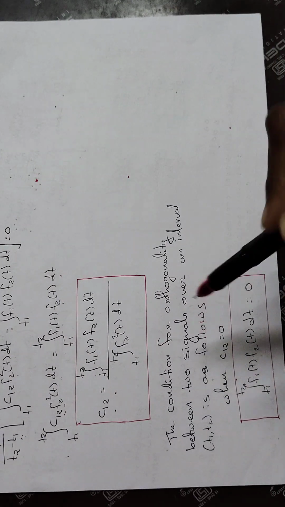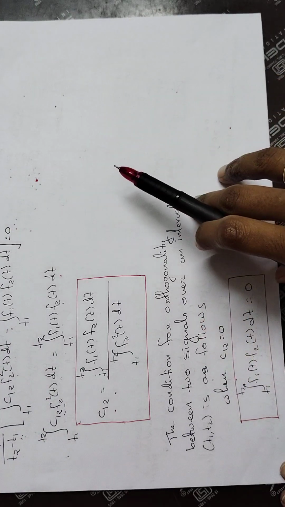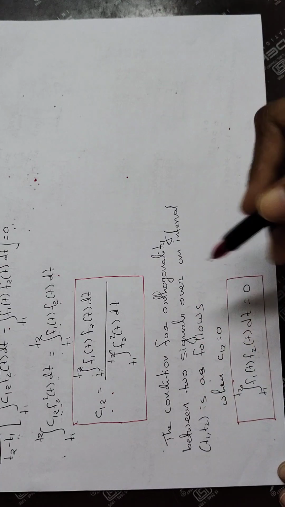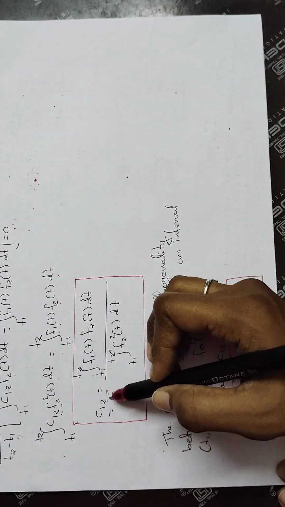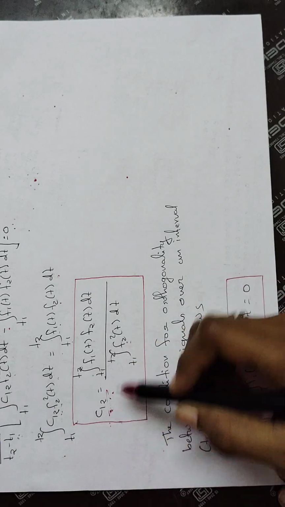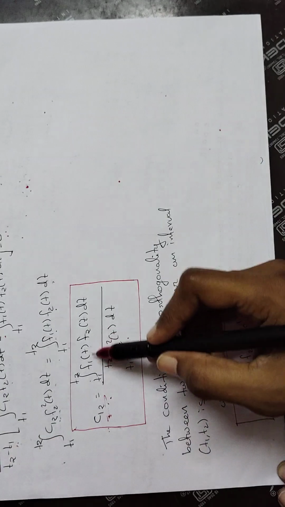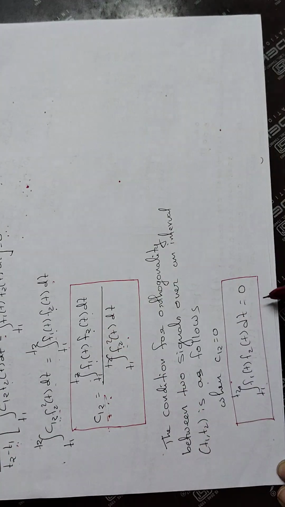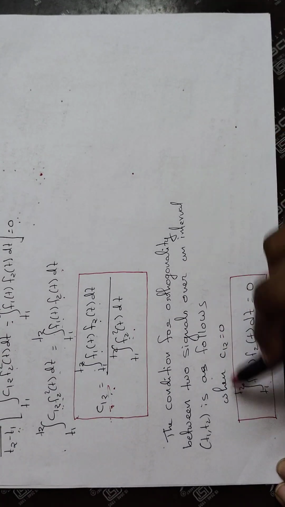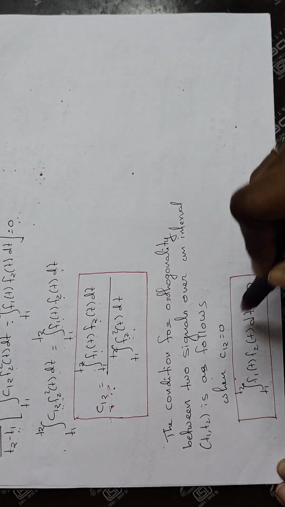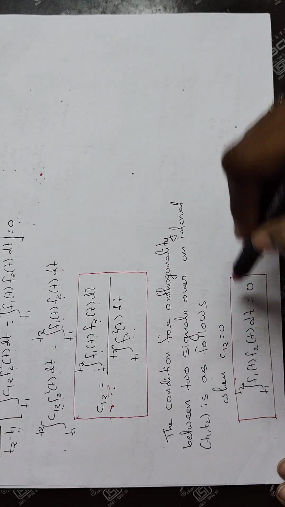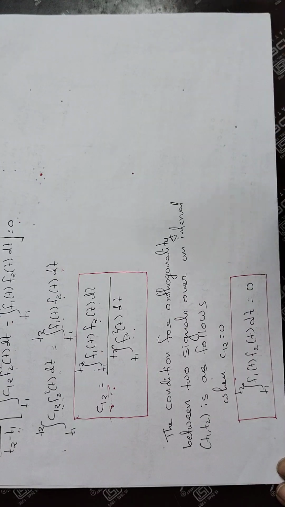When the two signals are orthogonal, what is the condition for orthogonality? The condition for orthogonality between two signals is when the c12 value is equal to 0. If this is 0, then multiplying these two, you get the 0 value. That means the integration of f1(t) into f2(t) dt is equal to 0. So this is the orthogonality of two signals. When the component value is 0, then the two signals are orthogonal to each other. Thank you.